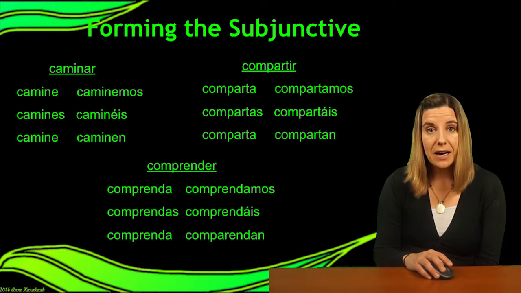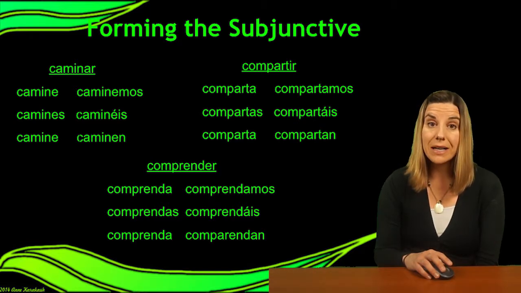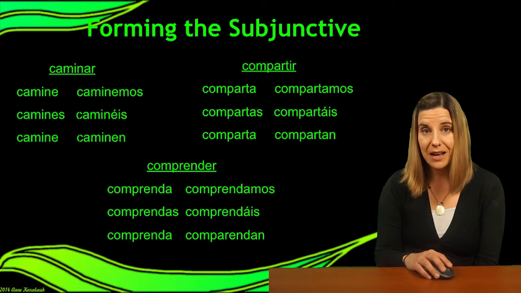So an AR verb like caminar, the yo form is camino, drop the o, and add the endings. You have camine, camines, camine, caminemos, caminéis, caminen. An IR verb like compartir, the yo form would be comparto. Drop the o, compart, and then add the AR endings. Comparta, compartas, comparta, compartamos, compartáis, compartan. In ER verbs such as comprender, the yo form would be comprendo, drop the o, and add the AR endings. Comprenda, comprendas, comprenda, comprendamos, comprendáis, comprendan.